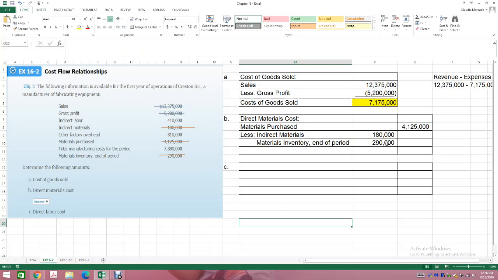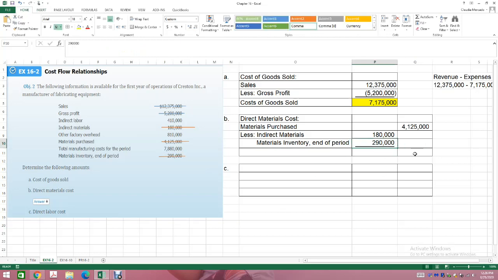Okay. So I'm going to add these two together, and I'm going to put the number right here. It's going to be equals the sum of these two. Okay. So that gives me $470,000.